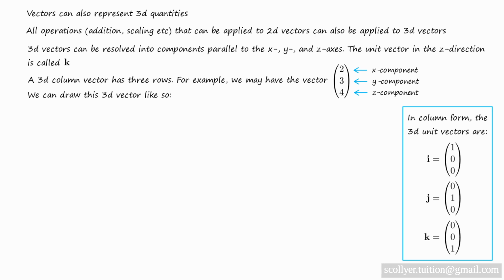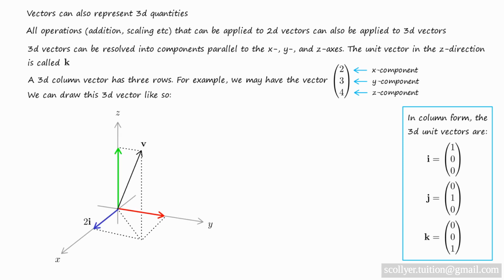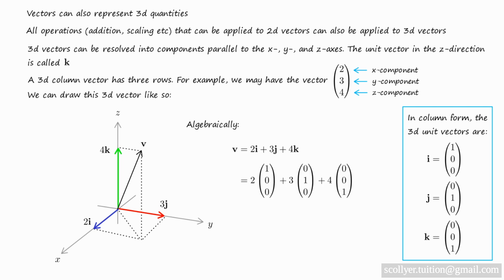And graphically, we can represent the 2, 3, 4 vector like this, where the blue vector represents the x component, 2i, the red vector represents the y component, 3j, and the green vector represents the z component, 4k. And algebraically, we would write this vector either as v equals 2i plus 3j plus 4k, or as 2 times 1, 0, 0 plus 3 times 0, 1, 0 plus 4 times 0, 0, 1.